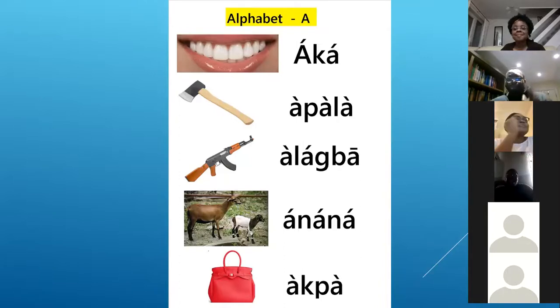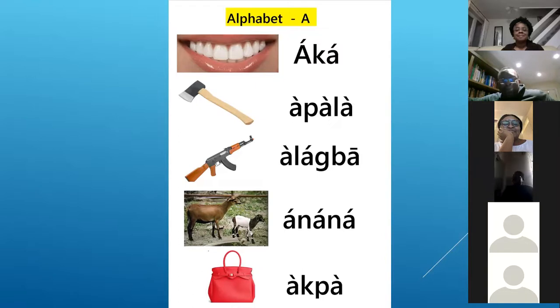Okay. So it's all rising, the first one. Again. Aka, agbala, apala, alagba, agbala. Apala. Yes. Alagba. Yes. Anana. Yes. Agba. Akpa.